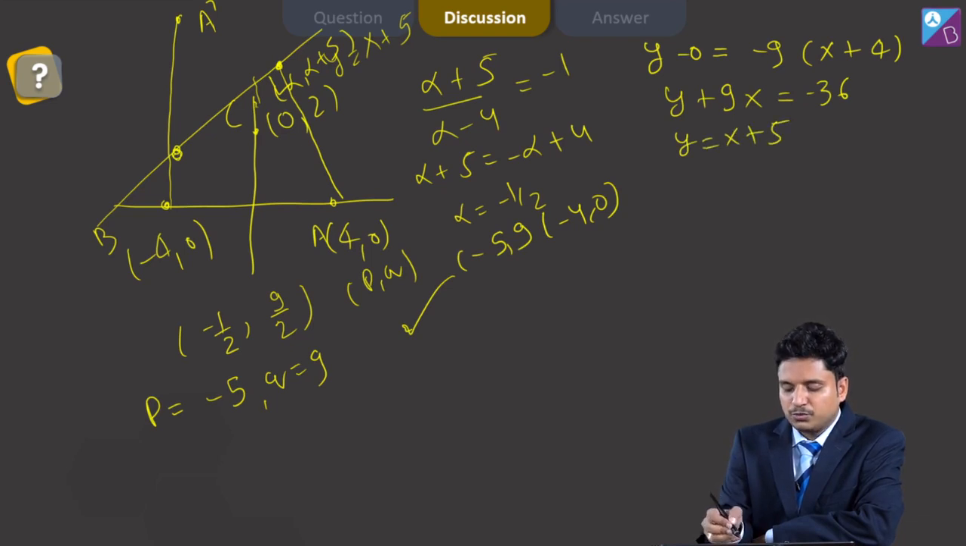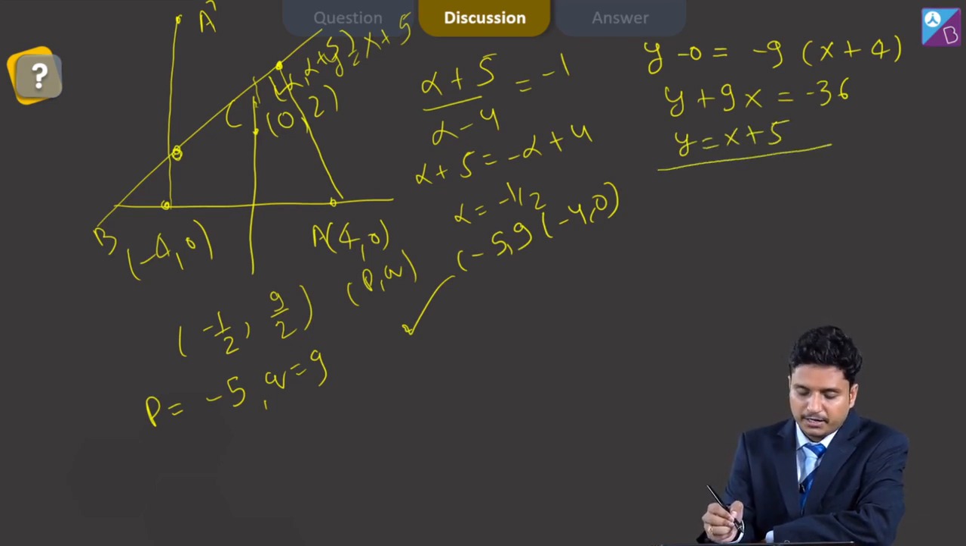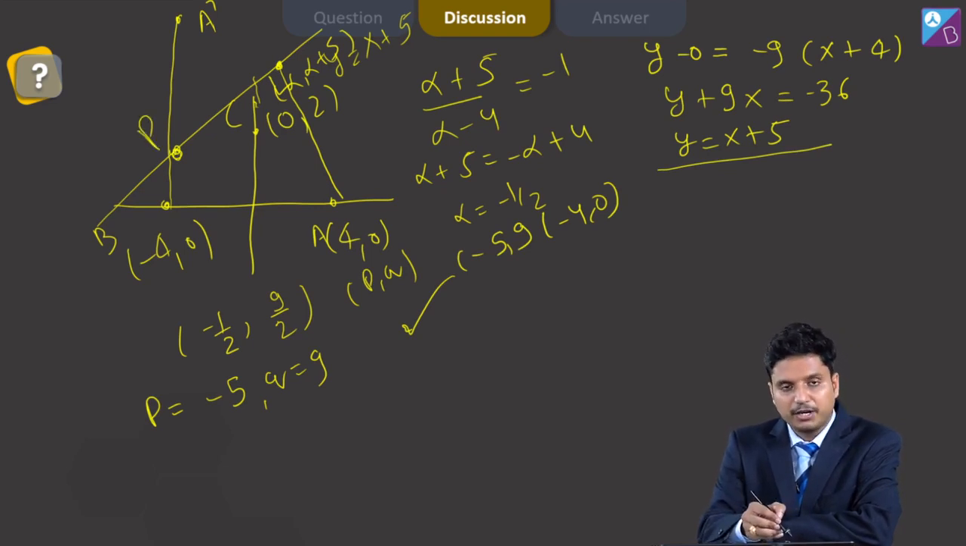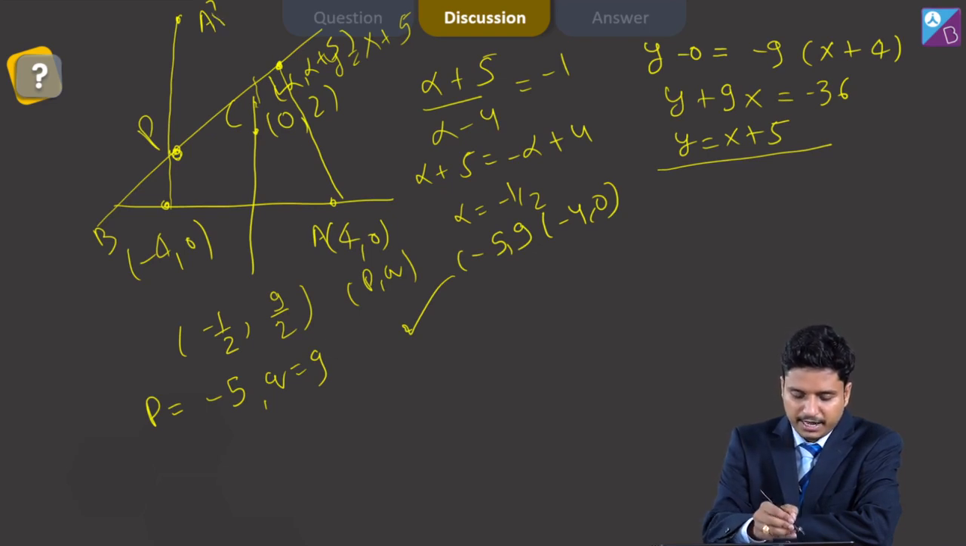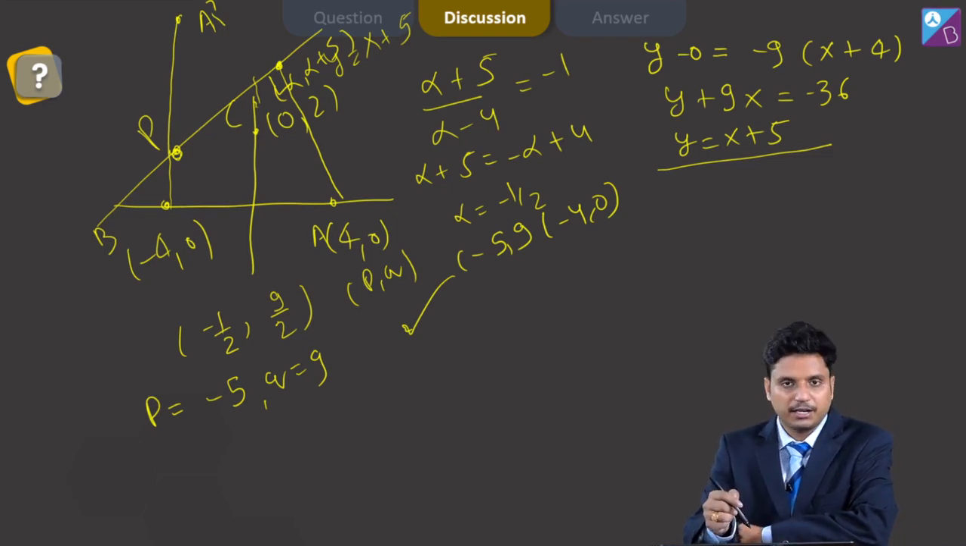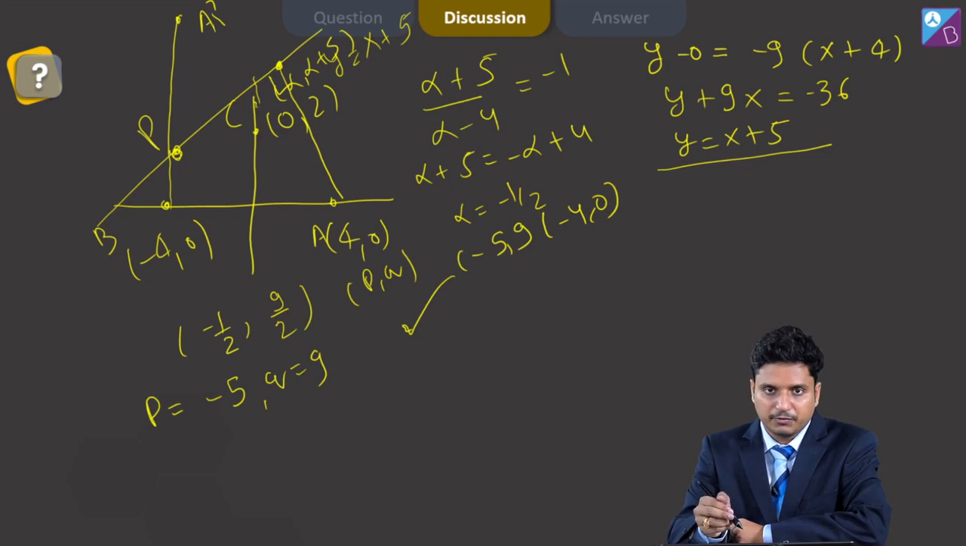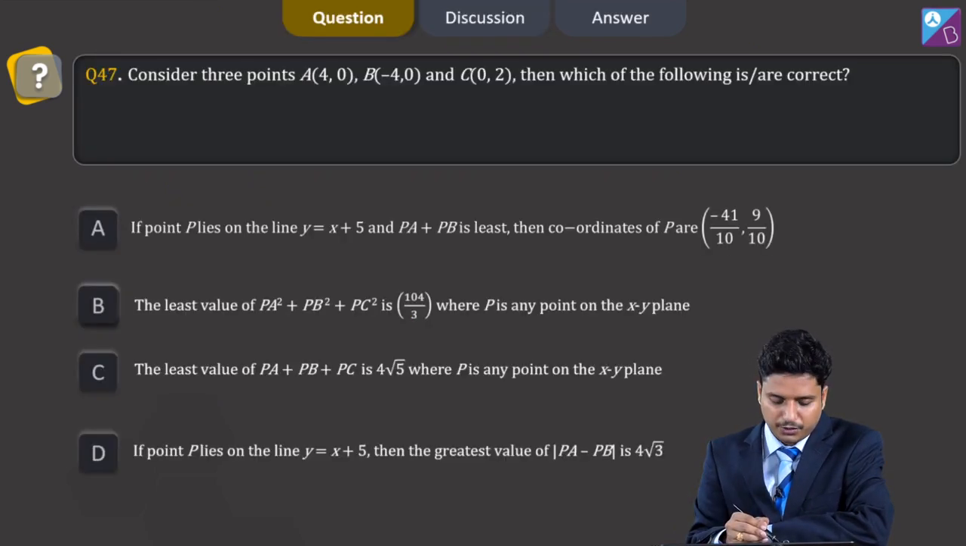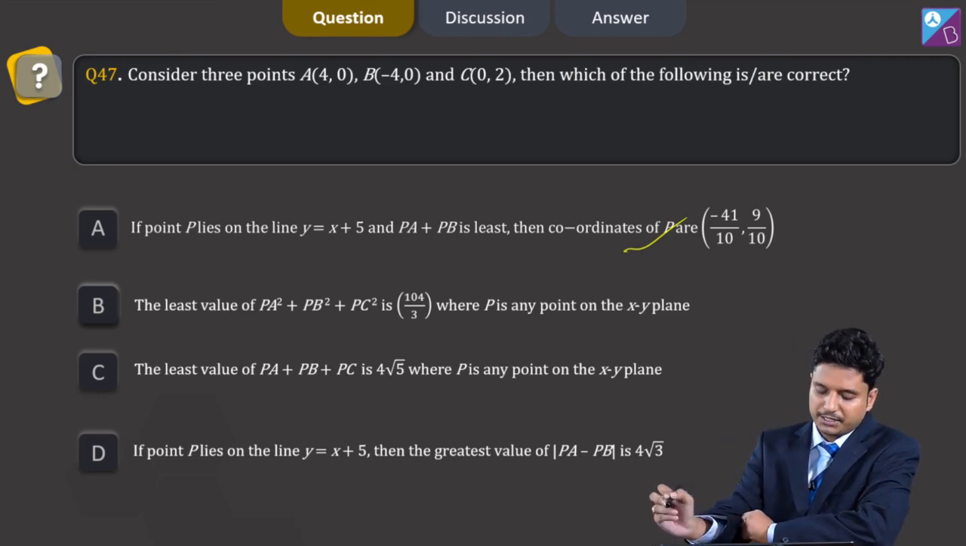If you solve these two, you will get this P point's coordinate, because this required point P is actually the point of intersection of the line y equal to x plus 5 with the line joining the image of A, that is A dash, and point B. So the point of intersection of this A dash B and this line y equal to x plus 5 will give you the correct coordinates for P, which is equal to minus 41 by 10 and 9 by 10. So option A is obviously correct.